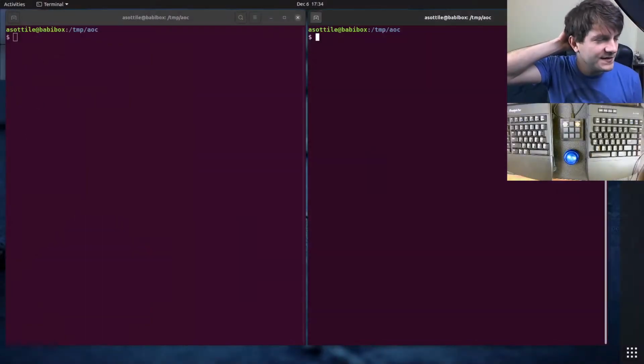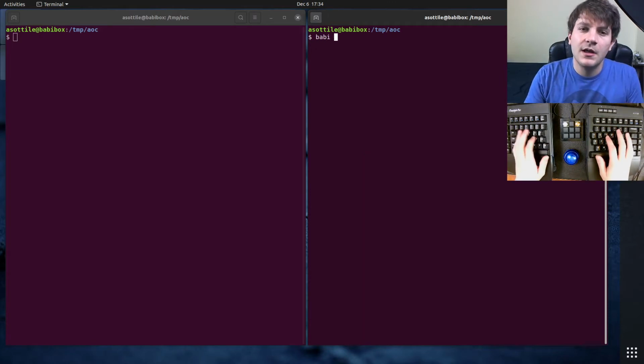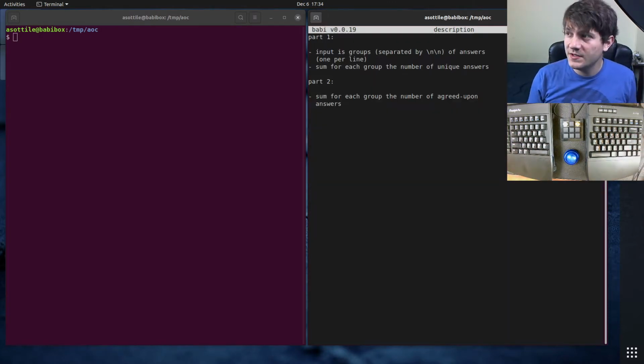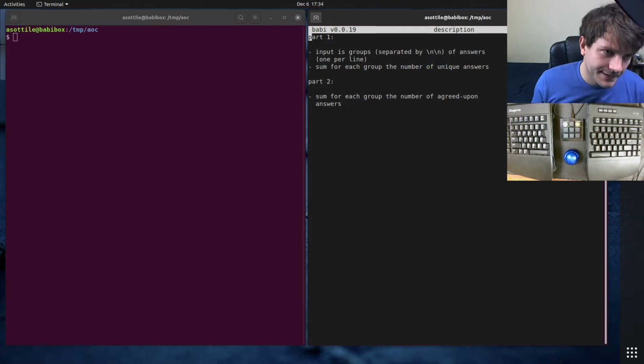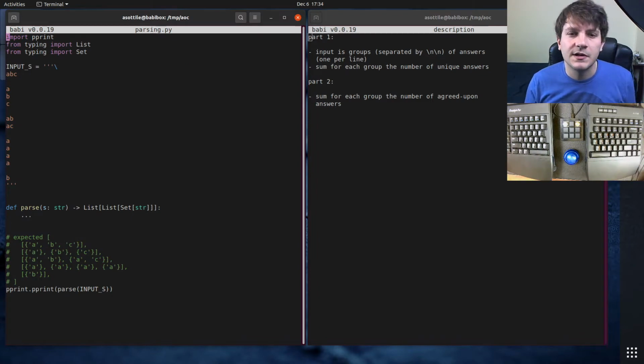I actually felt like day 6 was a lot easier than day 5, but anyway, we're still going to talk about it. Let's look at our problem description. I simplified the problem description a lot here. Let's actually look at our parsing as well, so that we have some frame of reference.